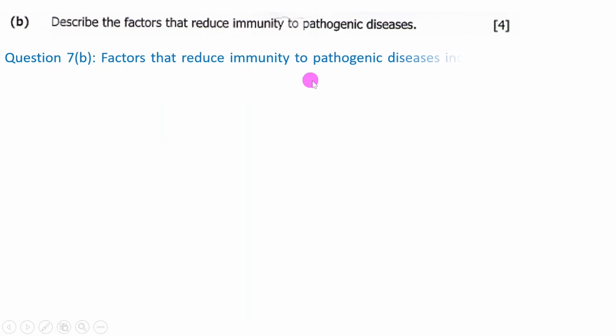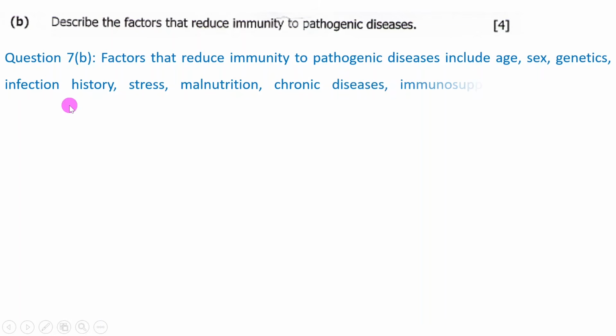Then the next part here describe the factors that reduce immunity to pathogenic diseases. So you're going to say question 7. Factors that reduce immunity to pathogenic diseases include age, sex, genetics, then infection history, stress, malnutrition, chronic diseases. Then here we have immunosuppressive drugs and environmental pollutants. So these are the things that can reduce immunity to pathogenic diseases.